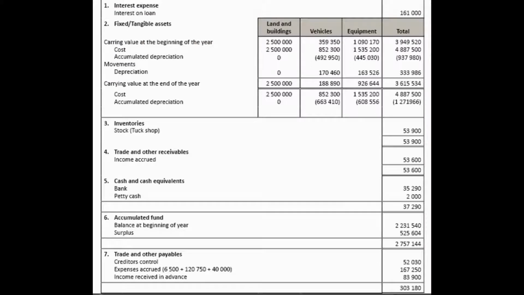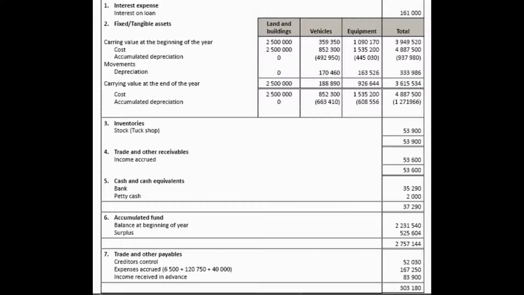Okay, let's start with the notes. The first one is interest expense, 161,000. That was the interest on the loan. Okay, then we get to the fixed tangible assets.